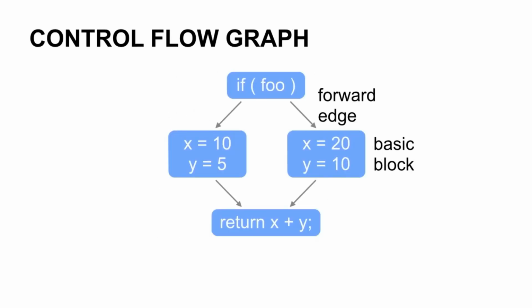The way the compiler writers view this is they think about it in terms of a control flow graph. So we have an if foo, and then we have two blocks, x equals 10, y equals 5, and x equals 20, y equals 10. And we have control edges, one that's true and one that's false. Those are forward edges, and each of the nodes are what are called basic blocks. Local optimizations are optimizations that occur inside of a single basic block. Global optimizations occur across the whole graph. Not exactly the definition you were probably expecting, but that's how the terms are used.